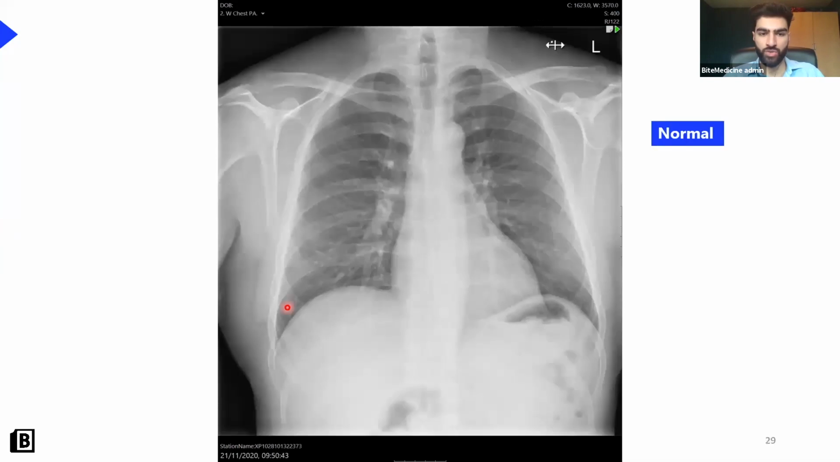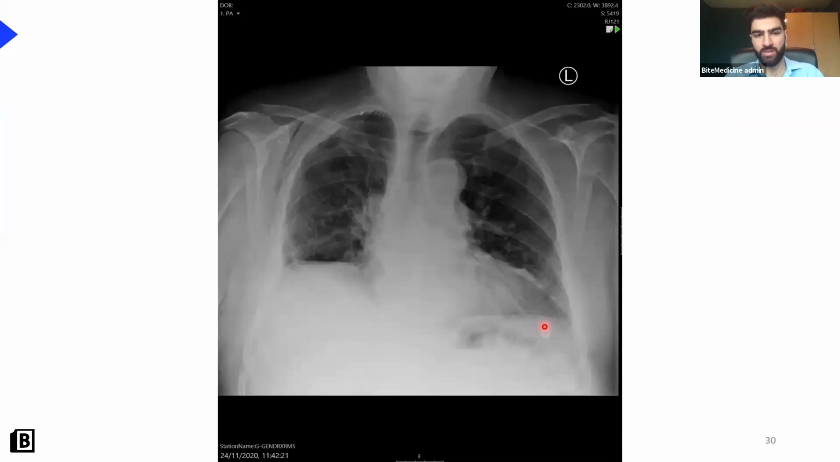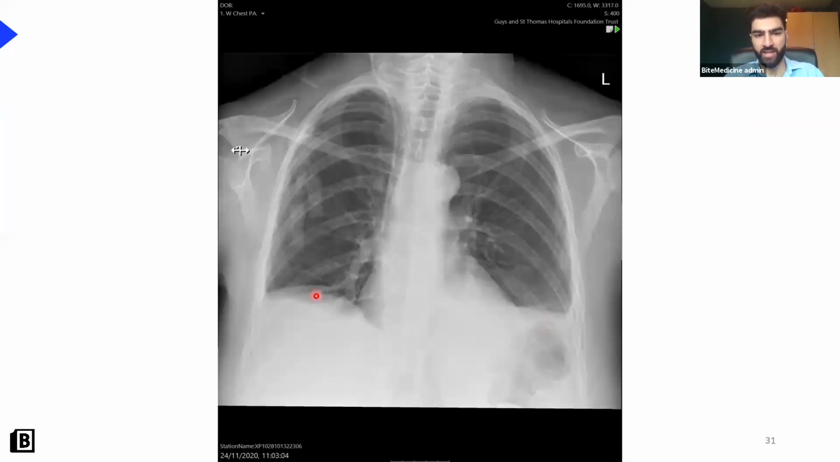So again, if we go back to normal, you should have these nice rounded contours, nice sharp costophrenic angles. But here we've lost the costophrenic angles and we don't have that nice curved hemidiaphragm. Again, I'll go into the pathology later. Don't worry about the clavicles. The patient is probably just leaning forward or something. Yeah, they do look quite low there, but that's fine.